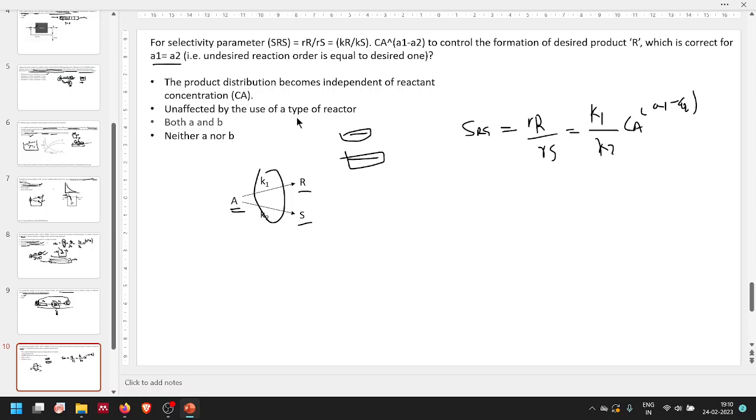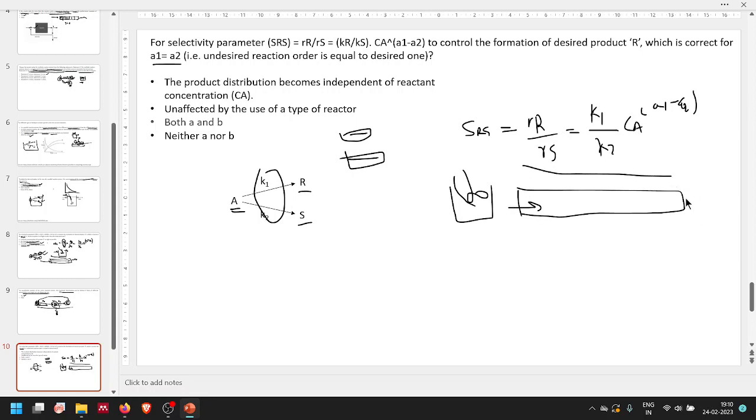And next, it is unaffected by the type of reactor, because even if you mix it uniformly and drop the concentration drastically in the initial stage itself, or if you make it flow through a plug flow and gradually decrease the concentration, it won't matter since both of them are following the same reaction order, and that's why they will be unaffected. And so both A and B are correct.